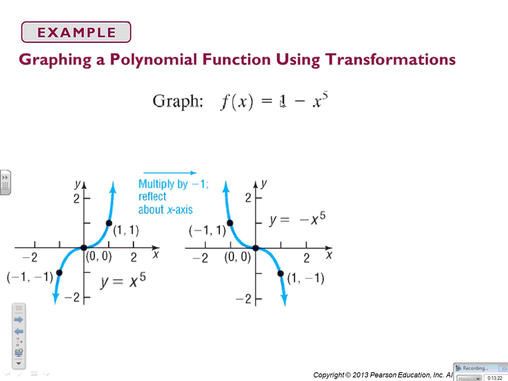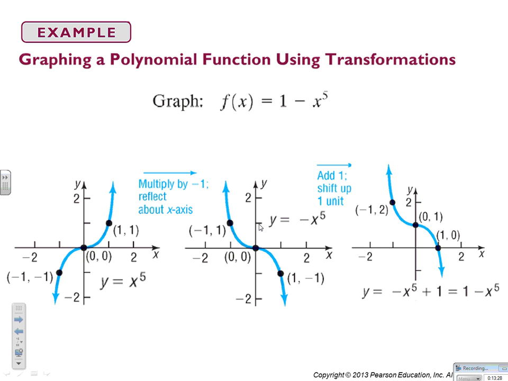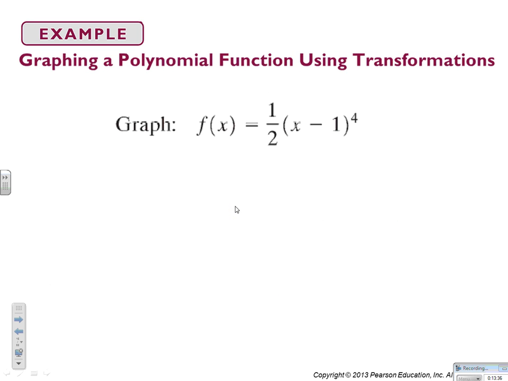And then this positive 1 is going to move everything up 1. So swimmer function, reflected, and moved up 1. All right, so this next function is 4th degree, so it's going to resemble a parabola.